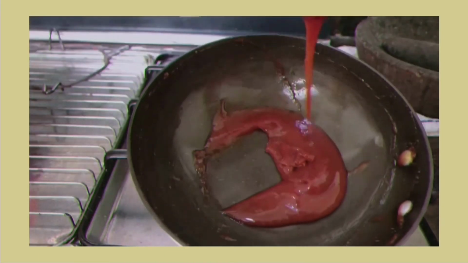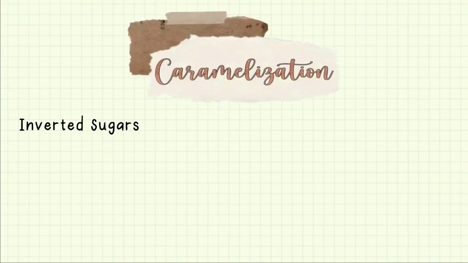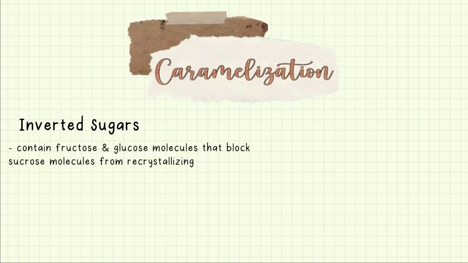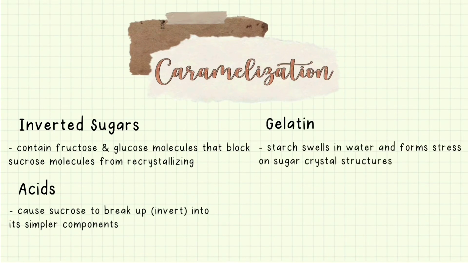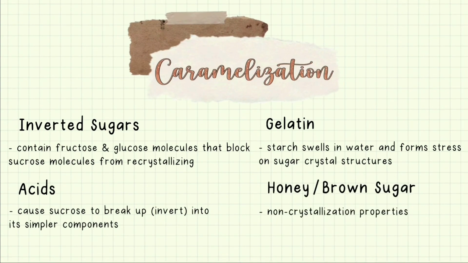You may also add other interfering agents such as inverted sugars. They contain fructose and glucose molecules that block sucrose from recrystallizing. Acids. They cause sucrose to break up or invert into its simpler components, fructose and glucose. Gelatin. The starch will swell in water and form a stress on the sugar crystal structure. Honey or brown sugar. Honey has a non-crystallization property, and brown sugar alters the ratio of glucose to fructose.